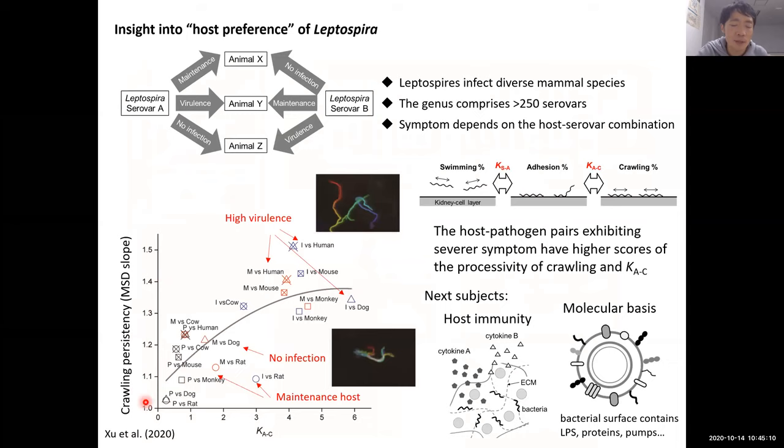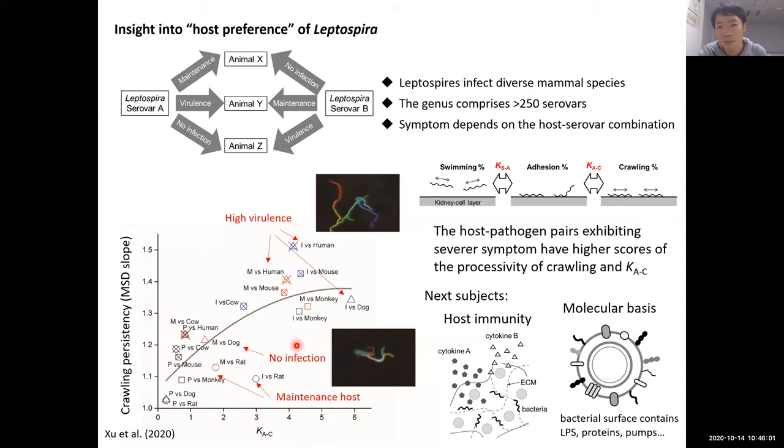So the y-axis is crawling persistency, which means MSD slope, and the x-axis is the equilibrium constant for the transition between attachment, adhesion, to crawling. Around here, high virulence pairs exist; no infection, and this is maintenance host, so this means asymptomatic pairs. So high virulence pairs show a high score in both crawling persistency and the equilibrium constant between adhesion and crawling. Therefore, our conclusion is probably that the virulence of leptospira is closely related to crawling motility on the cell surface, especially persistency of the crawling motility.